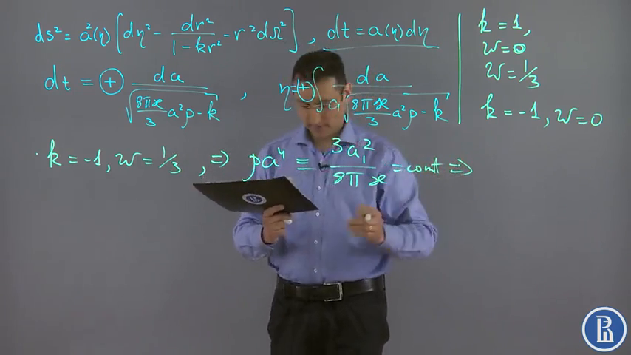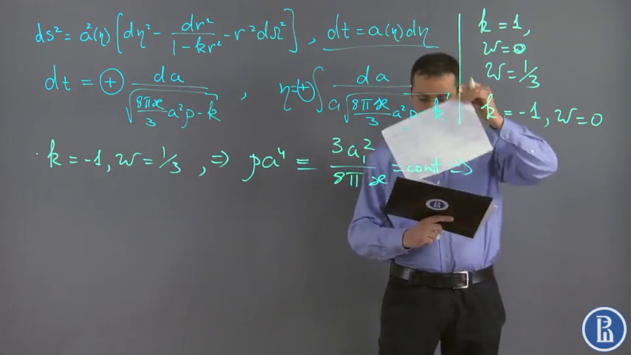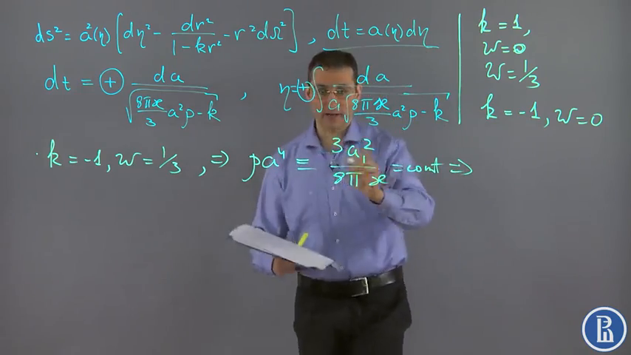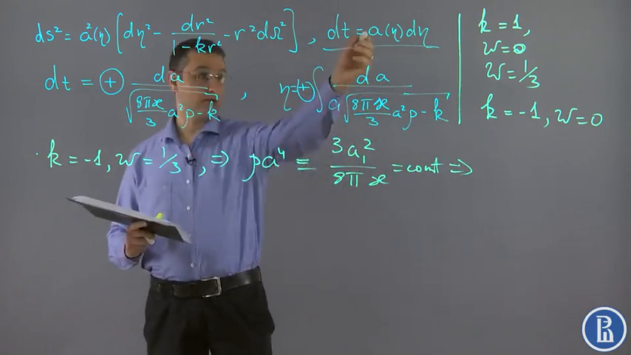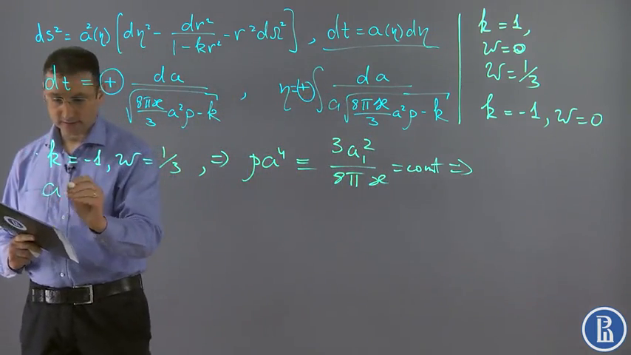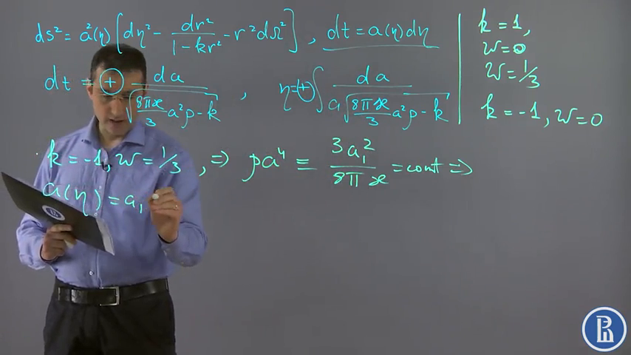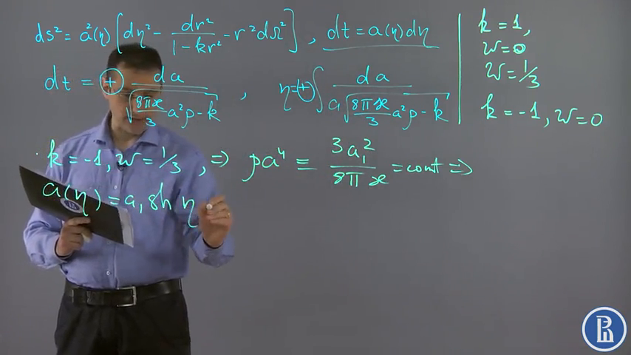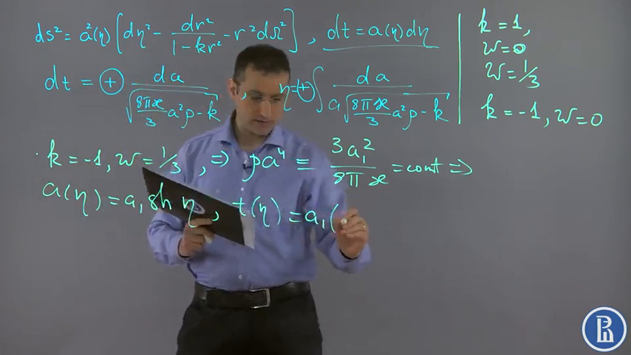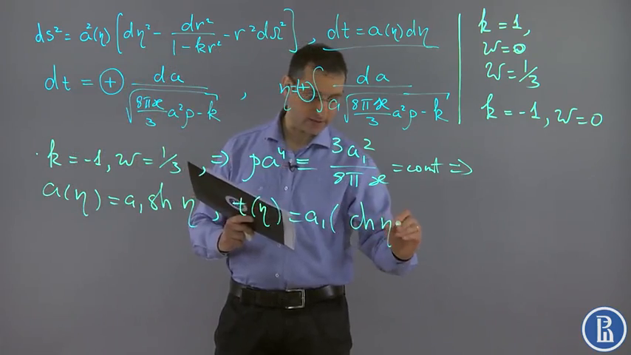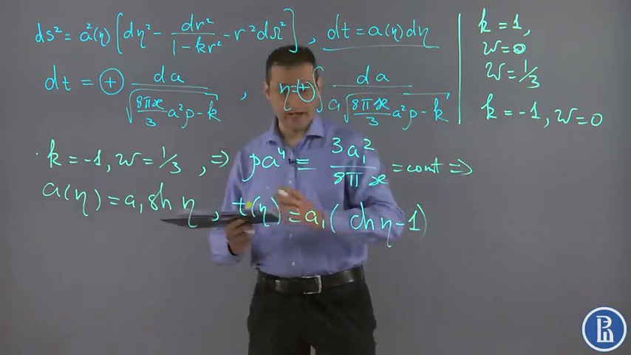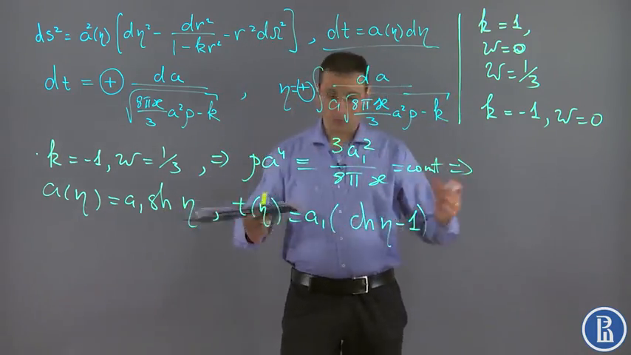And then, plugging this into here and then into here, we obtain that a of eta is a1 hyperbolic sine of eta, and t of eta is a1 times hyperbolic cosine of eta minus 1. Again, we encounter the eternal expansion of an open universe.